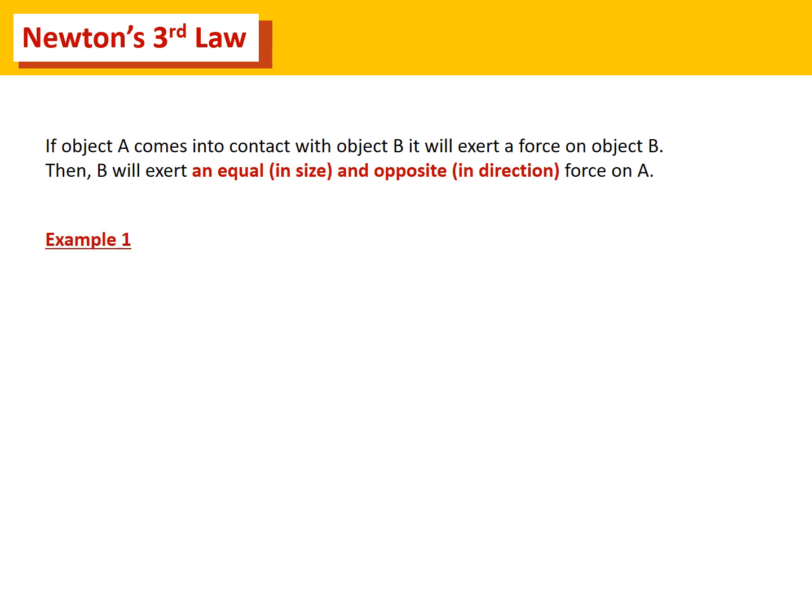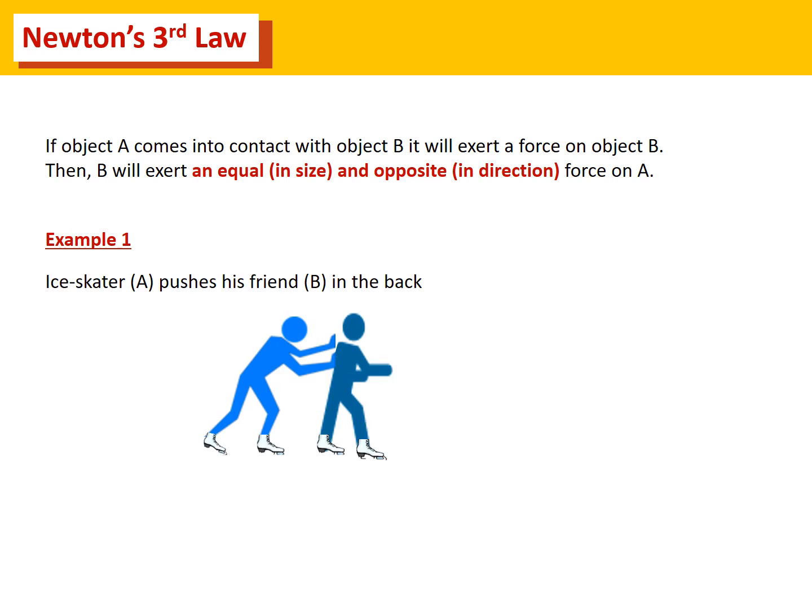So to illustrate that point, if you're on an ice rink and you've got ice skater A pushing ice skater B in the back, you'd expect ice skater B to move to the right, as the diagram shows. However, if A is exerting a force on B, Newton's third law says at the same time B must be exerting an equal force on A, but in the opposite direction. Therefore, this will happen.